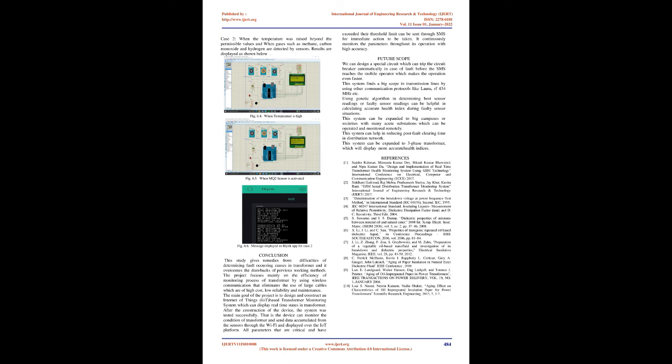Future scope. We can design a special circuit which can trip the circuit breaker automatically in case of fault before the SMS reaches the mobile operator, which makes the operation even faster. This system finds a big scope in transmission lines by using other communication protocols like LoRa, RF 434 MHz, etc. Using a genetic algorithm in determining best sensor readings or faulty sensor readings can be helpful in calculating an accurate health index during faulty sensor situations. This system can be expanded to big campuses or societies with many acute substations, which can be operated and monitored remotely.